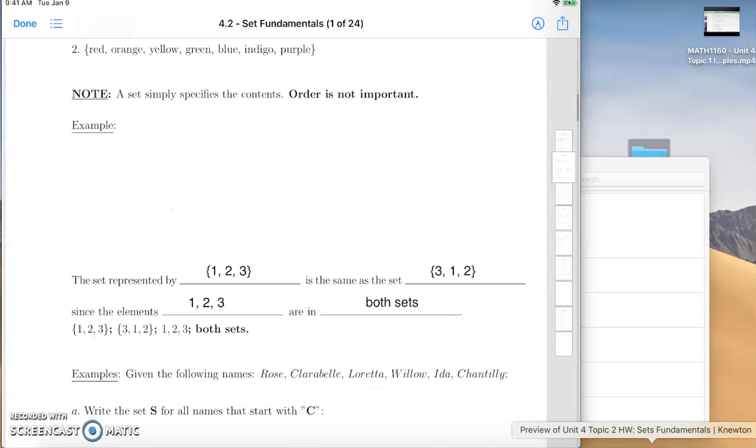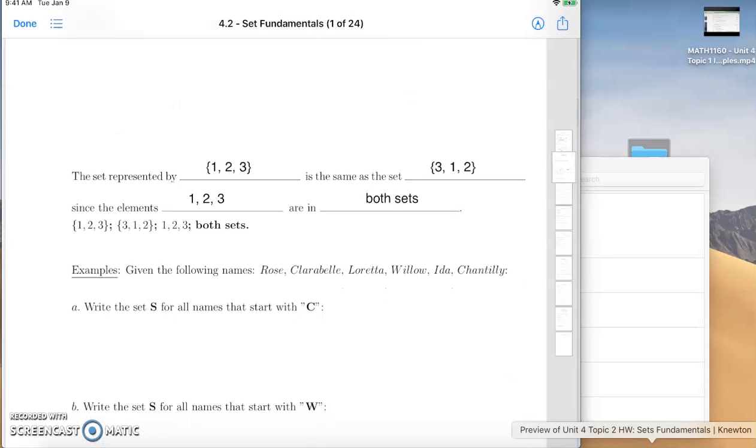Note, a set simply specifies the content. Order is not important. For example, the set {1, 2, 3} is the same as the set {3, 1, 2}, which is also the same as the set {3, 2, 1}, since the elements 1, 2, and 3 are in both sets. That's important to remember. A set is equal if it contains the same elements. And we'll talk a little bit about equivalent sets also.